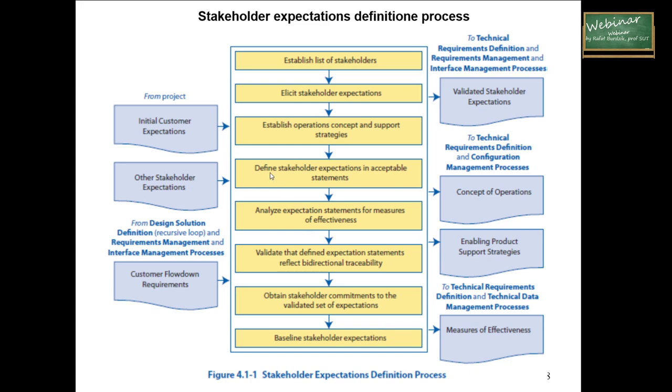So the input and the information you will need to go through all those stages is the initial customer expectation, other stakeholder expectations, and customer flow down requirements. It is very useful to prepare it at this stage, as the output of the next stages should be the validated stakeholder expectations as a document. It is good to have it. Then the concept of operations, enabling product support strategies, and measures of effectiveness, including taking into consideration the stakeholder expectations.